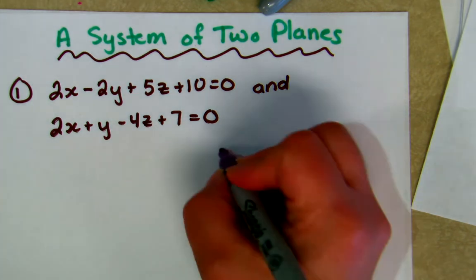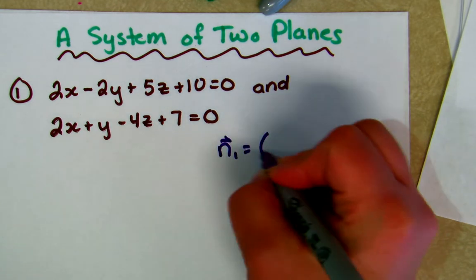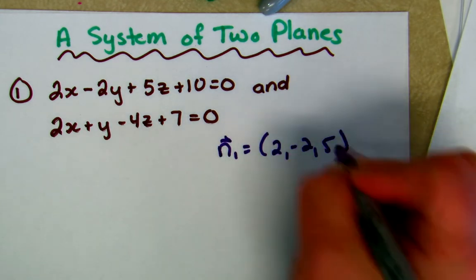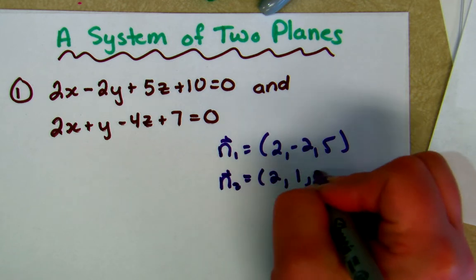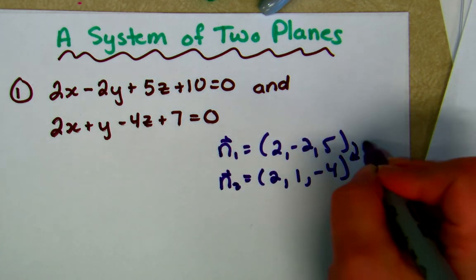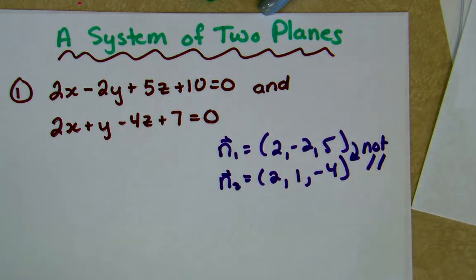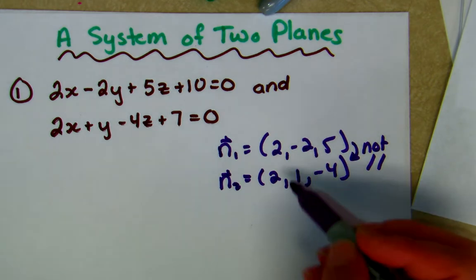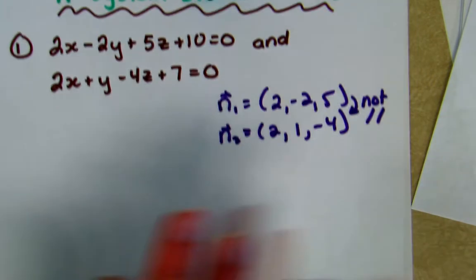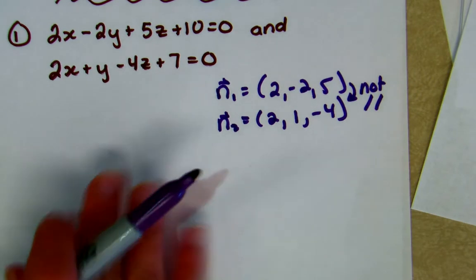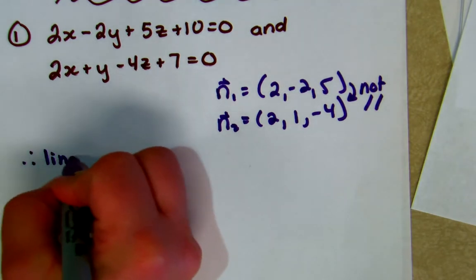So I'm going to take my two normals. So normal 1 is 2, negative 2, 5. And normal 2 is 2, 1, negative 4. These are not parallel because they are not multiples of each other. One has to be a direct multiple of the other in order for them to be parallel. So because they're not parallel, they're going to intersect in a line.